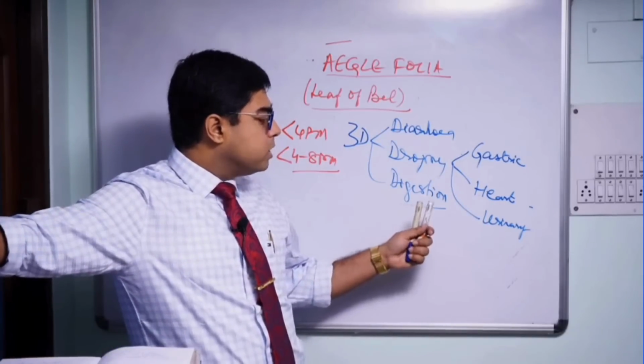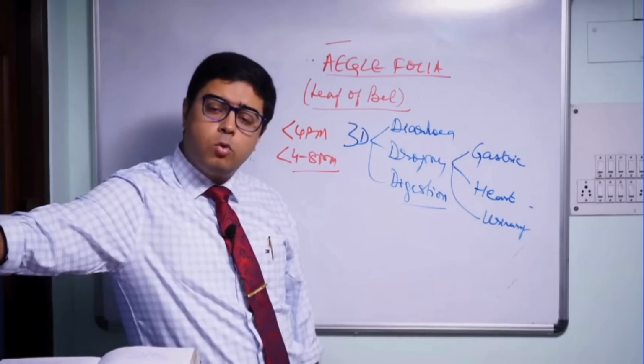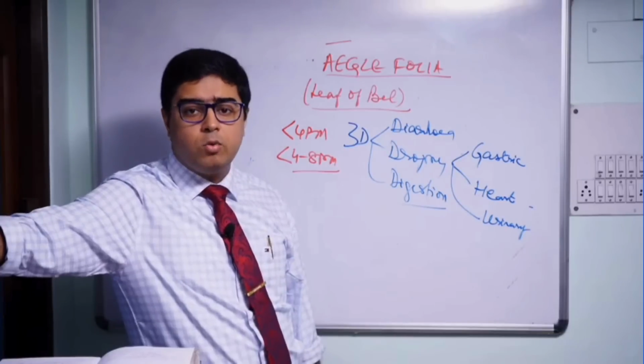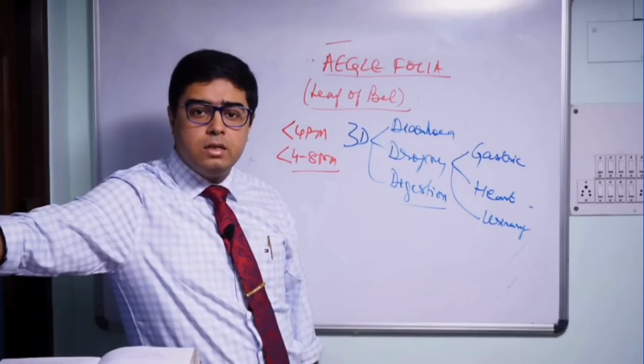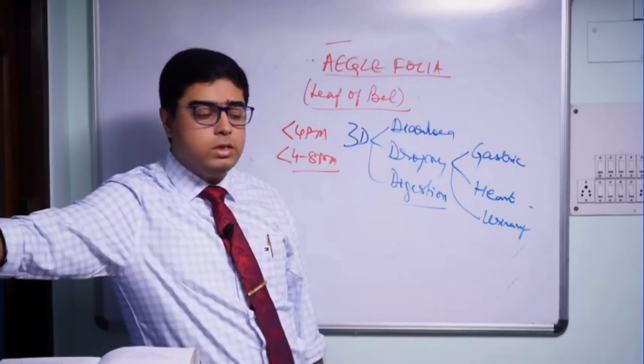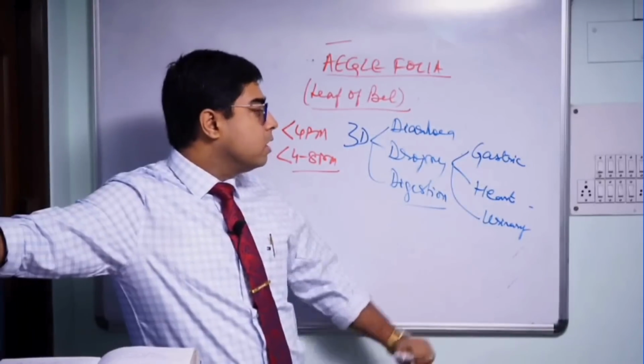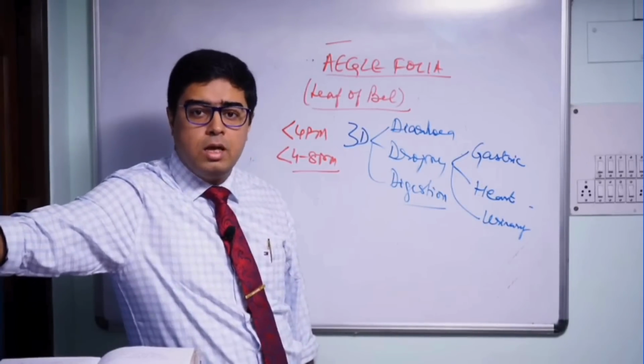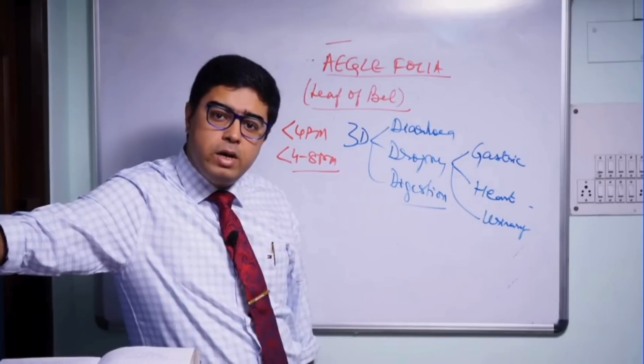When you have dropsy of urinary origin for Aegle folia, the quantity of urine is diminished. You understand, quite naturally, as there is water retention, the urine quantity is diminished. Now many times the dropsy can be of heart origin, and here you have to understand the comparative materia medica.